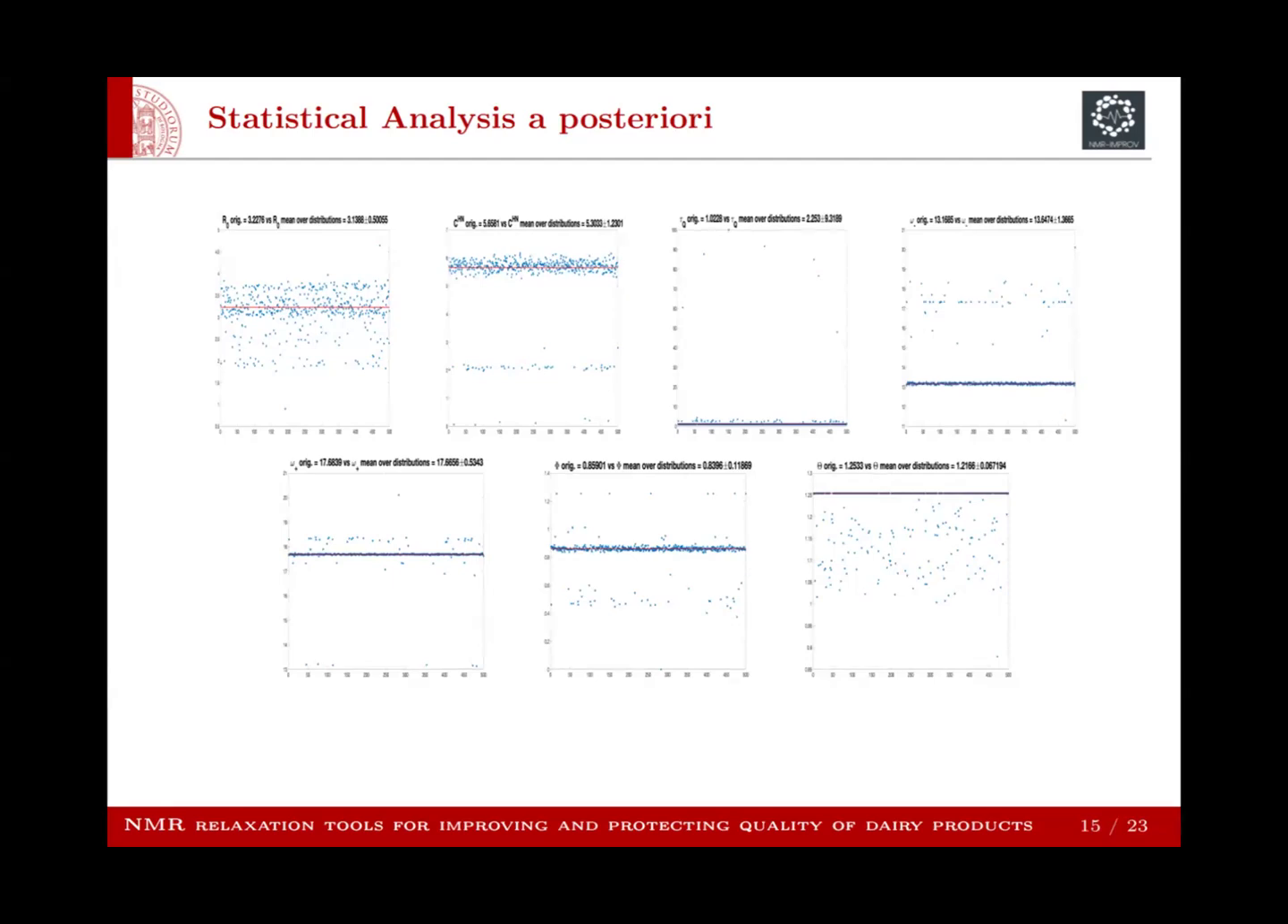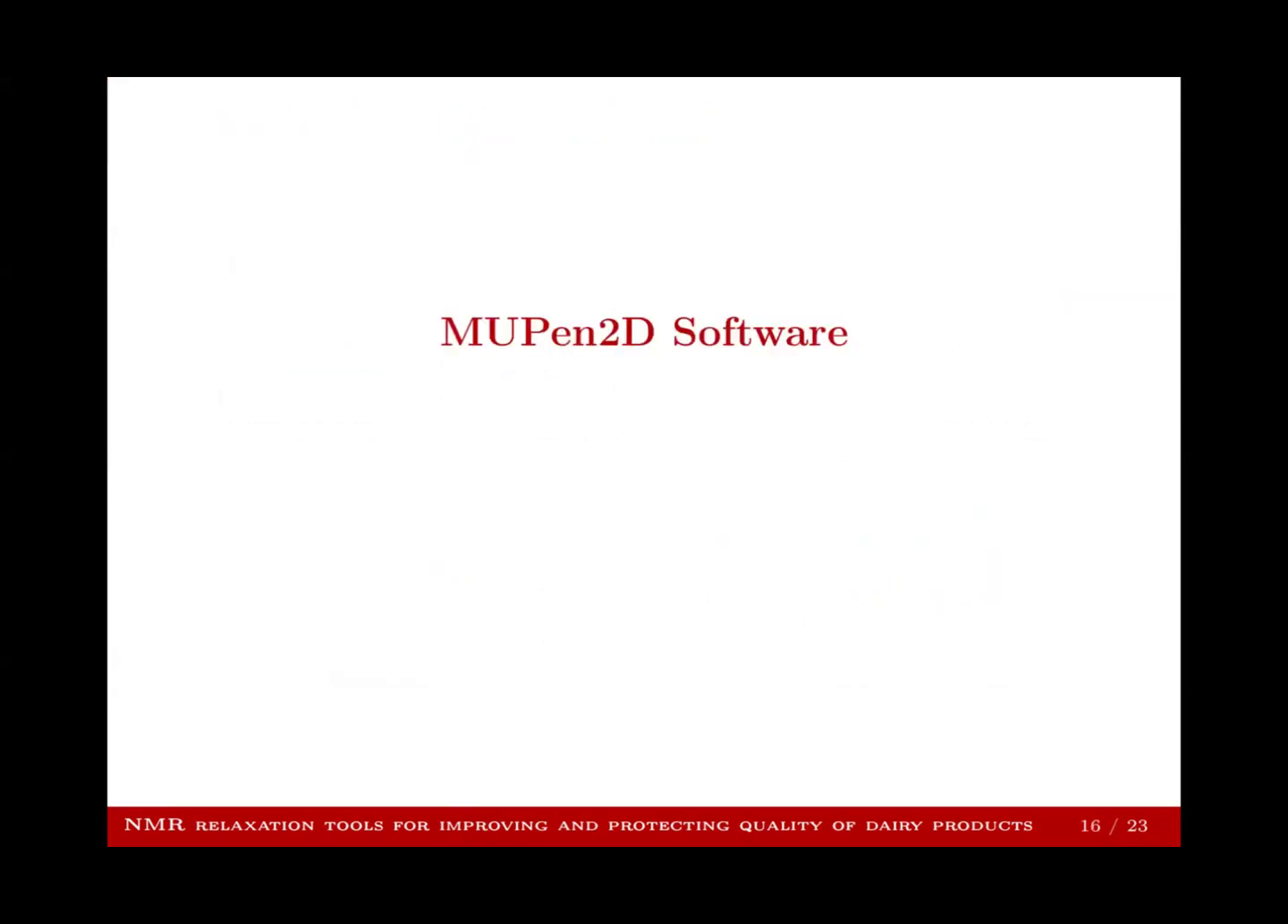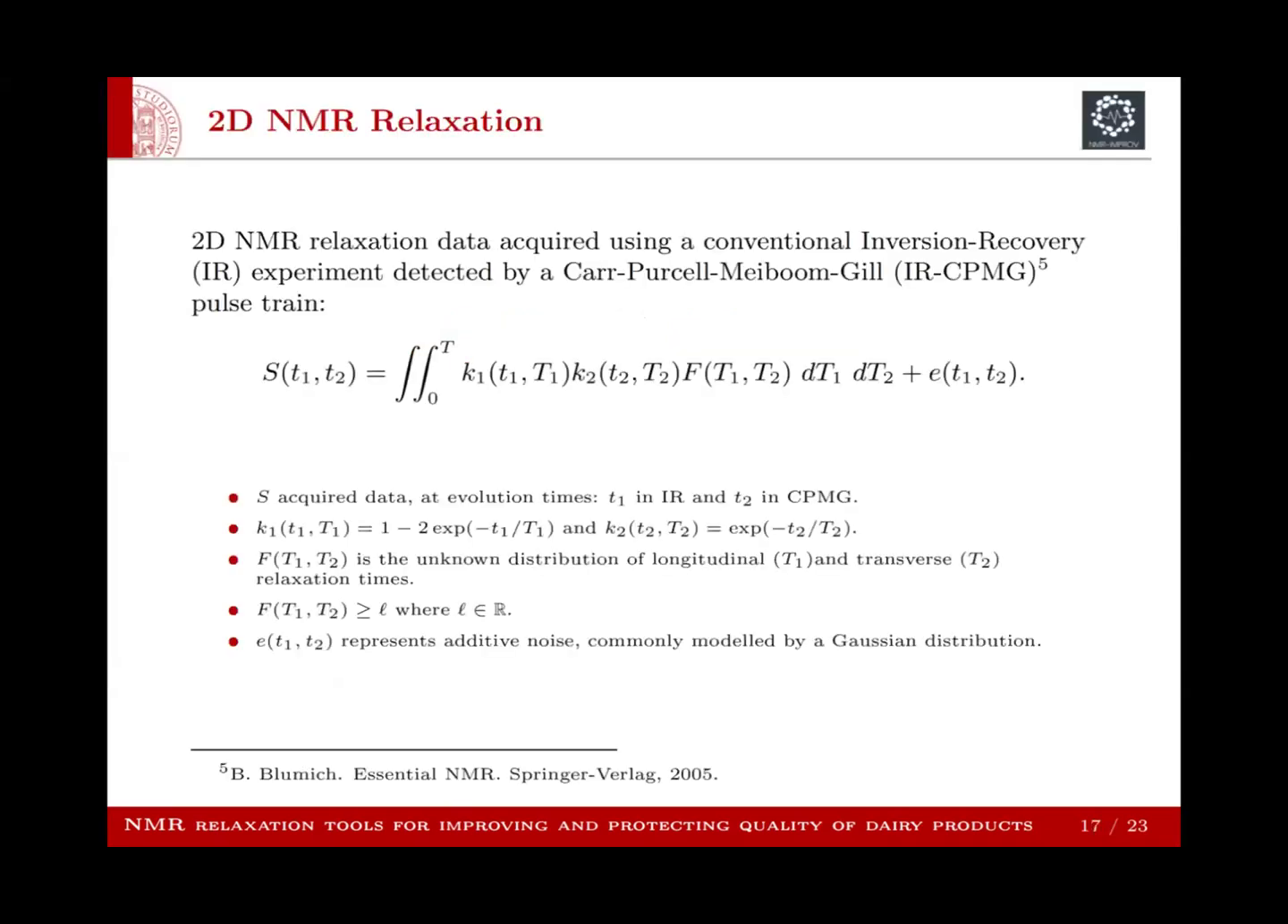So this was the first software. Then if I have time, I will show you also in practice how it works. But let's pass to the second one. The second software is called MovePen 2T, and it was developed to obtain the relaxation time T1, T2 maps. It performs on data acquired using conventional inversion recovery and CPMG sequences, where the signal has this expression.